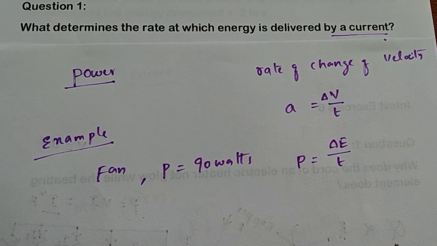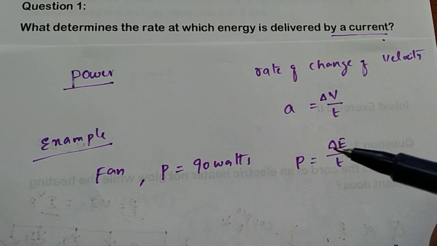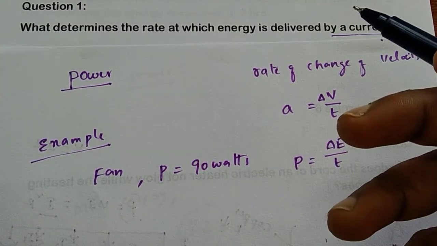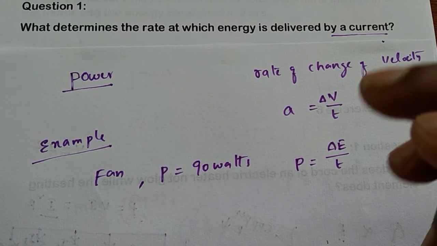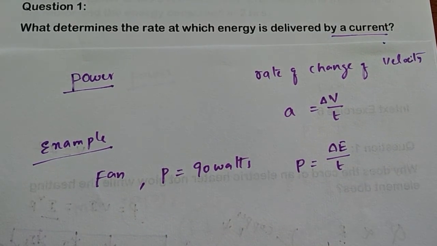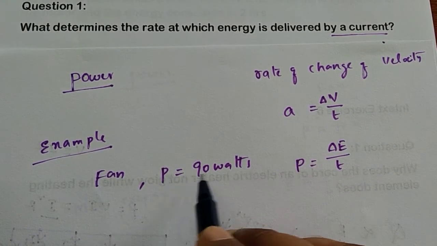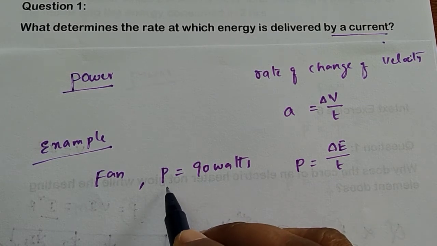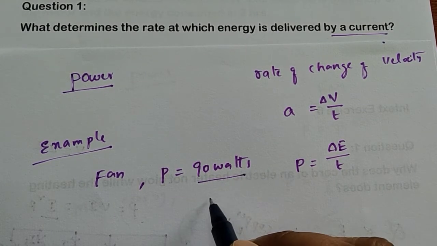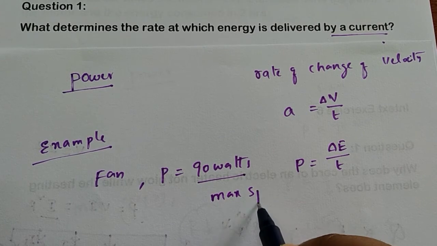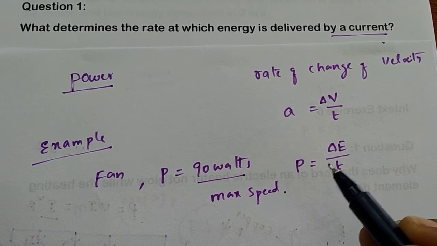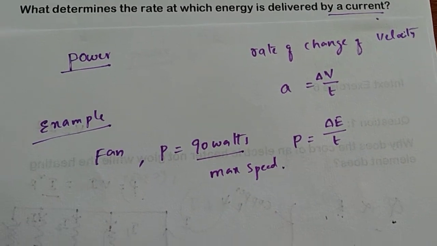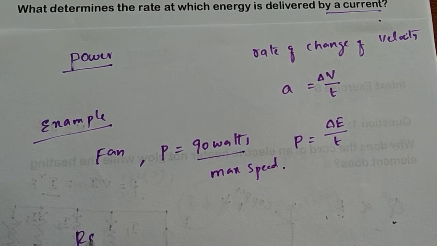So what does that 90 watts mean? If you give 90 watts of power to it, it will rotate with maximum speed. So if I have a fan that runs with 90 watts, at this power consumption it will run at maximum speed. In my home, I also have a regulator.